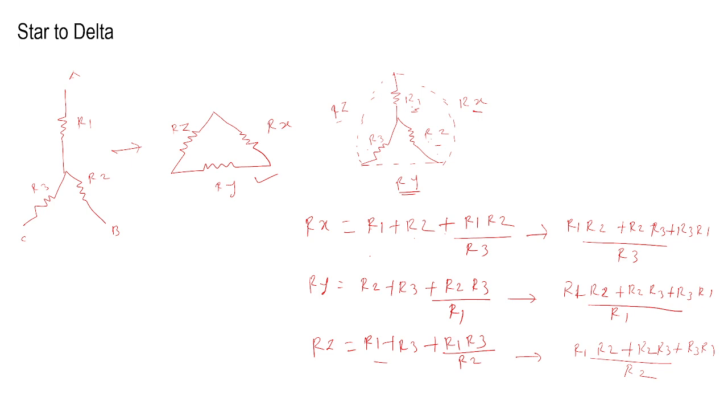Now next we will discuss delta to star. So this is the star to delta. Did everyone understand? If understood, type yes. Yes, this is the delta network and we need to convert this delta network in the form of this star network.